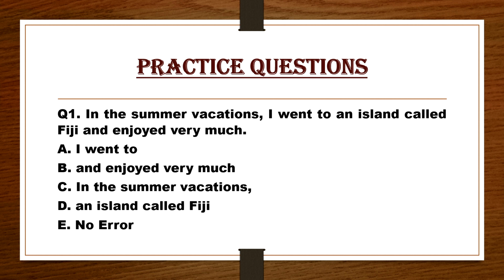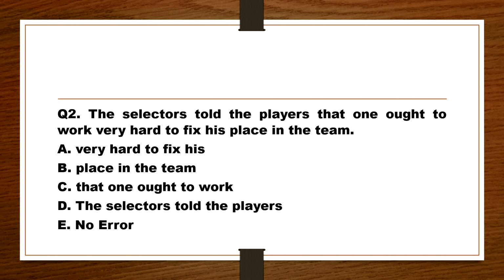The correct answer is option B. So, the error is in option B. Now, we need to insert myself after the verb enjoyed, because the verb enjoy either takes an object or a reflexive pronoun after it. Hence, the correct sentence would be: in the summer vacations, I went to an island called Fiji and enjoyed myself very much. Moving on, solve this question.